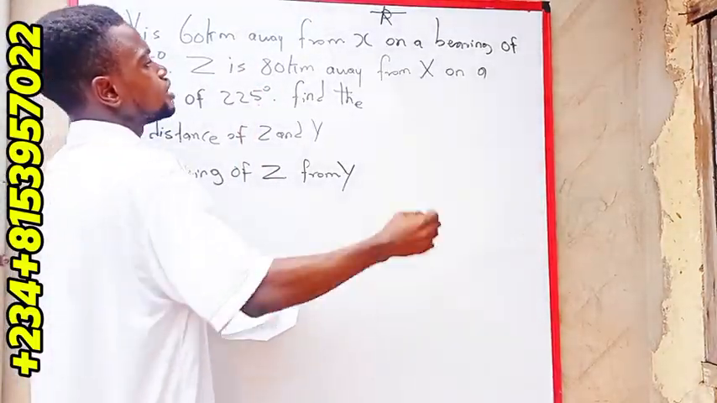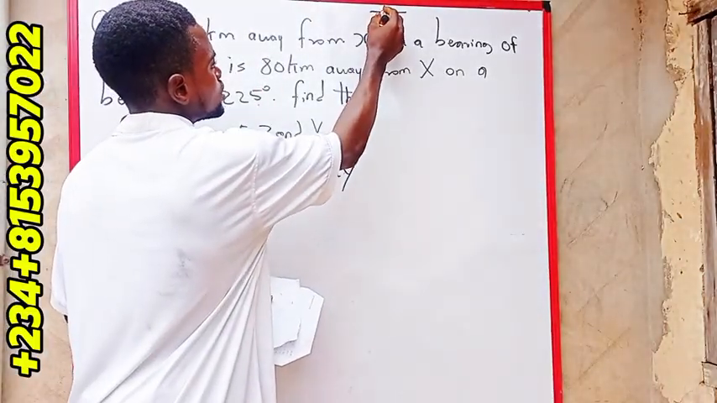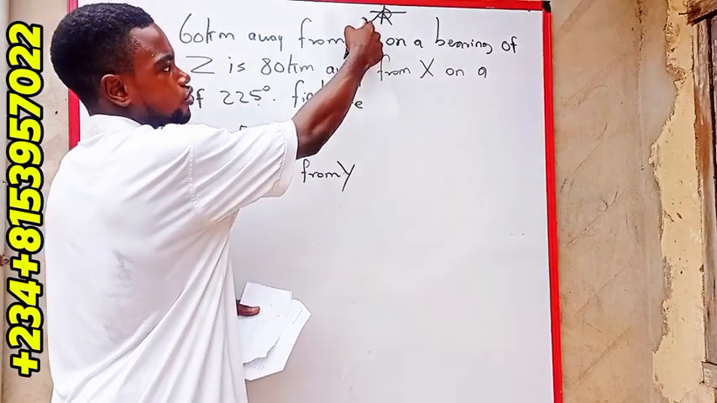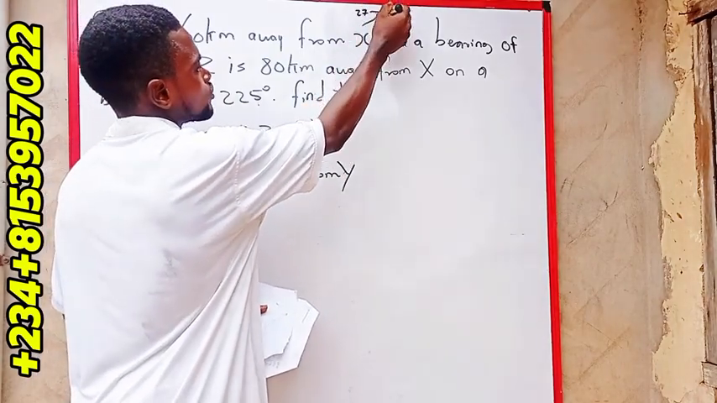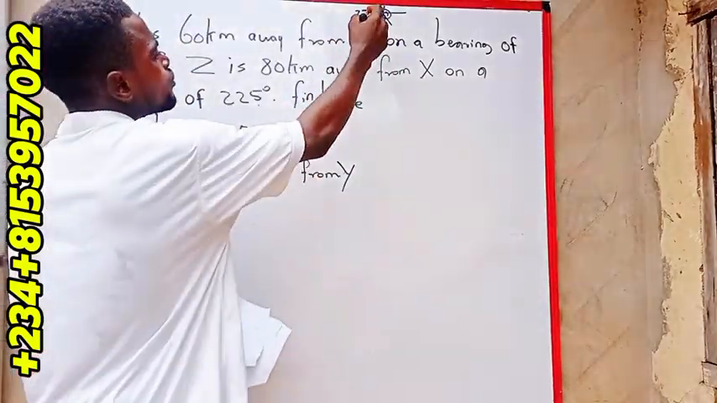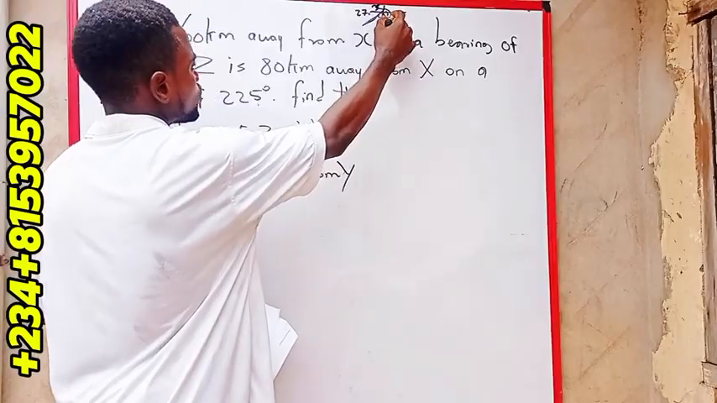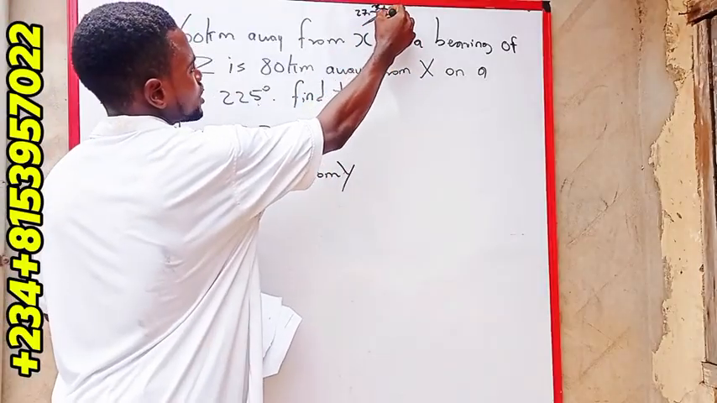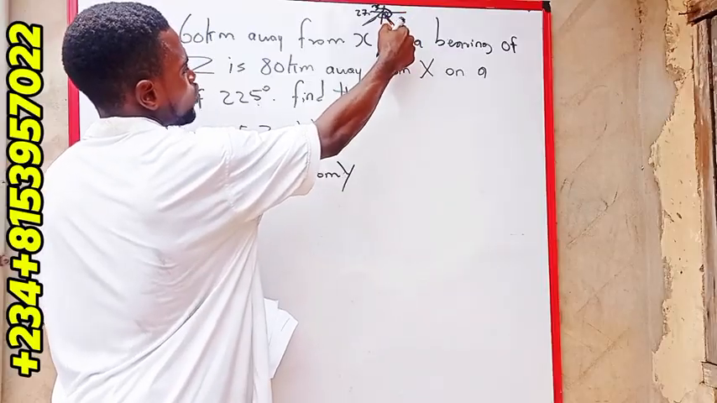So 225 degrees is going to fall here, because here is 270. From here to here, so it's going to fall under this quadrant. You get. Now, if here is S, since this one is 135, point Y will be here.